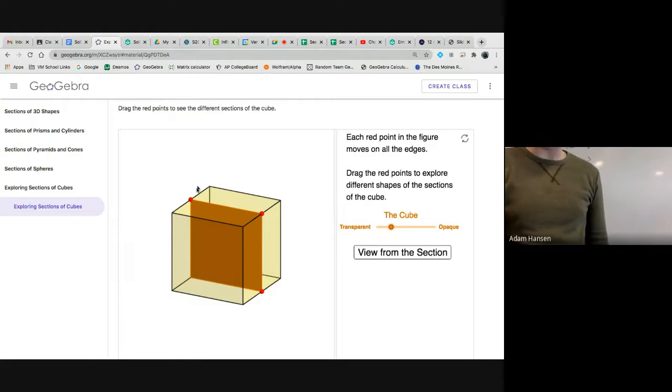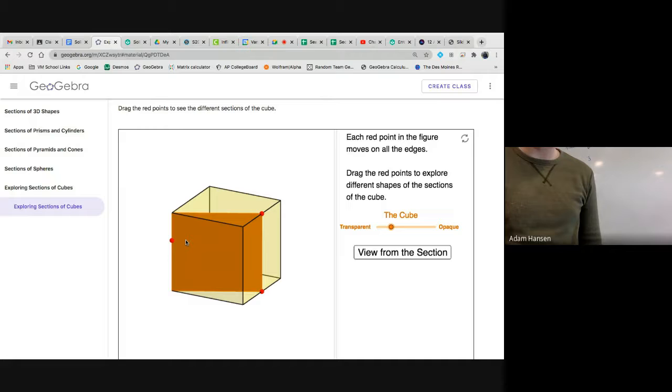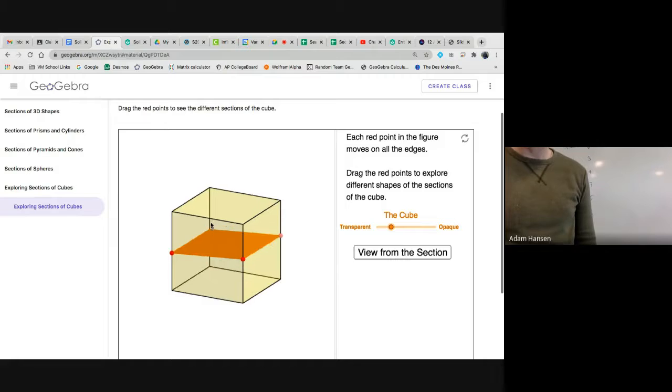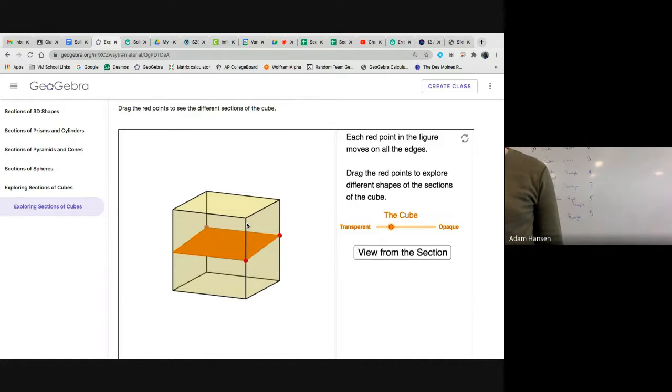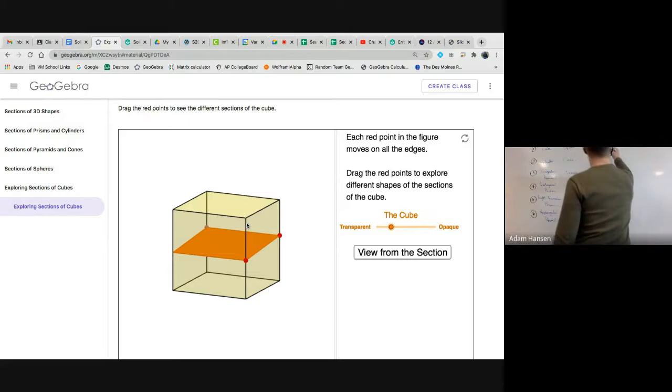All right, I can move these red points around. When I slice a cube parallel or perpendicular to the base, what shape is made? Square. Isn't it made up of squares? So wouldn't the cross sections have to be squares? Parallel or perpendicular looks like a square.